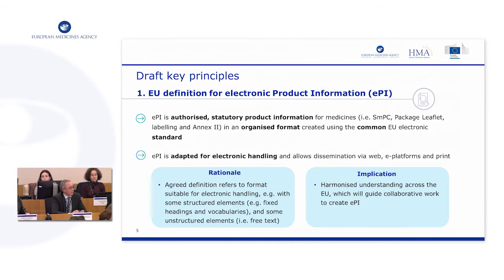When we talk about organized formats, we refer to a format which is suitable for electronic handling and includes structured elements, which are fixed headings and vocabularies, and some unstructured elements, which are free text. So I think this definition is up for comments. Yes, thank you, Juan. Basically, any term, also EPI, could be understood differently depending on the stakeholder involved. So the definition proposed here is for a specific collaboration that has been explained throughout the day. Are there any comments or suggestions from the audience?